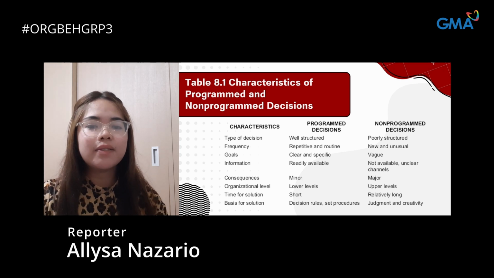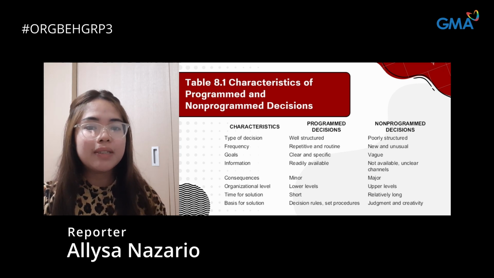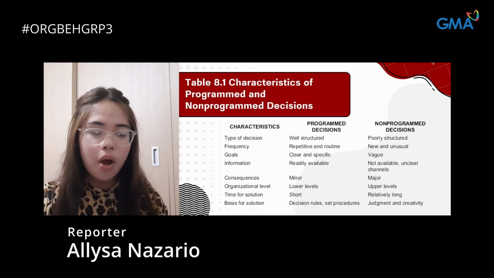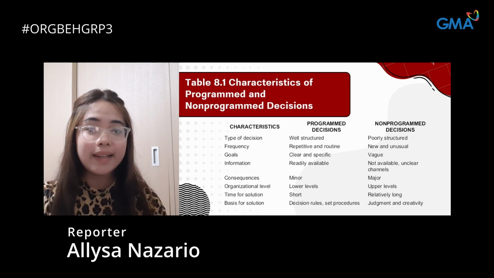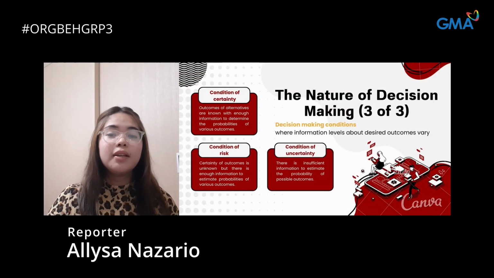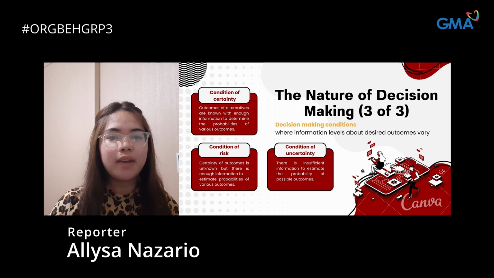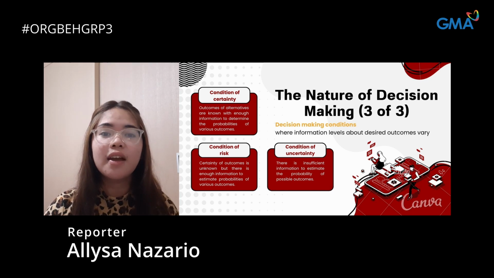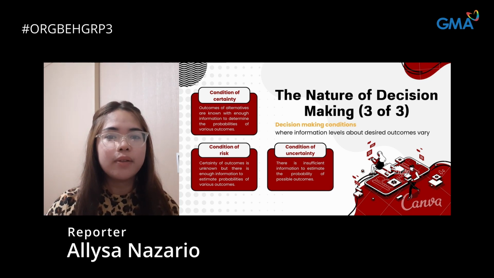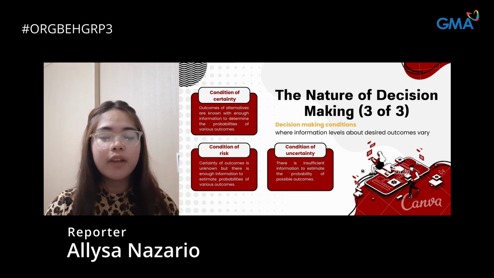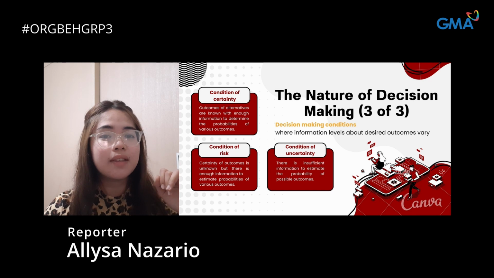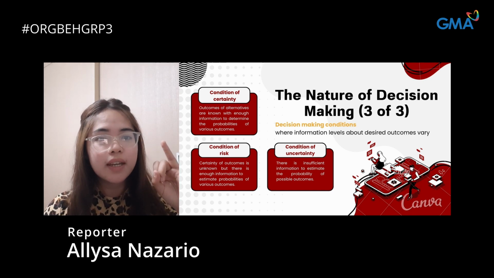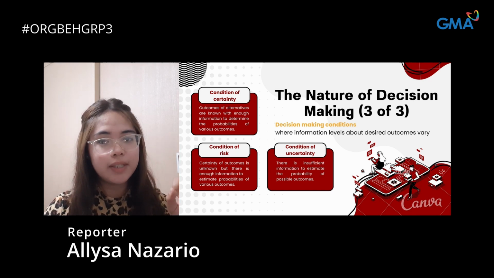And if it is a basis for a solution, program decisions are based on decision rules that set procedures, while non-program decisions are based on judgment and creativity. So in the nature of decision making, we have decision making conditions where information levels about desired outcomes vary. There are three, and we have conditions of certainty being the highest, followed by risk and uncertainty being the lowest.